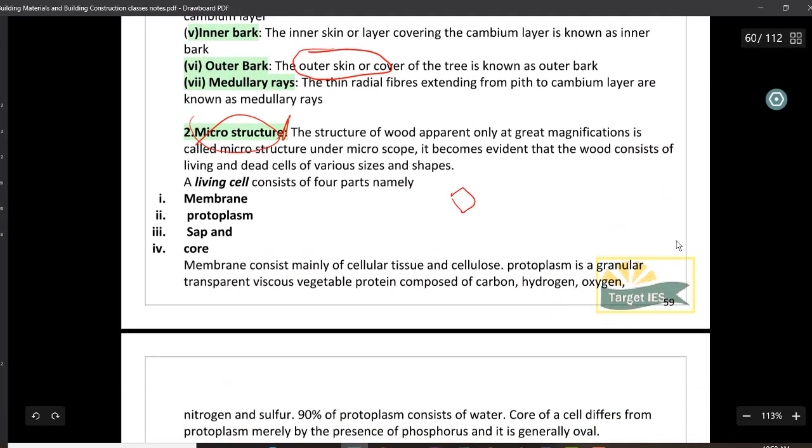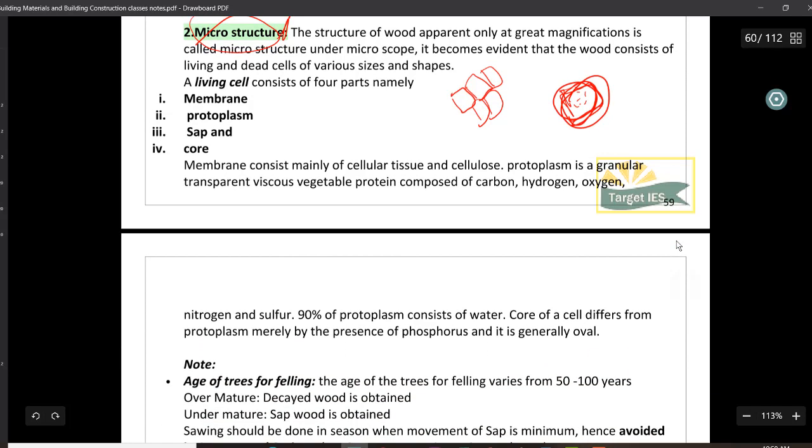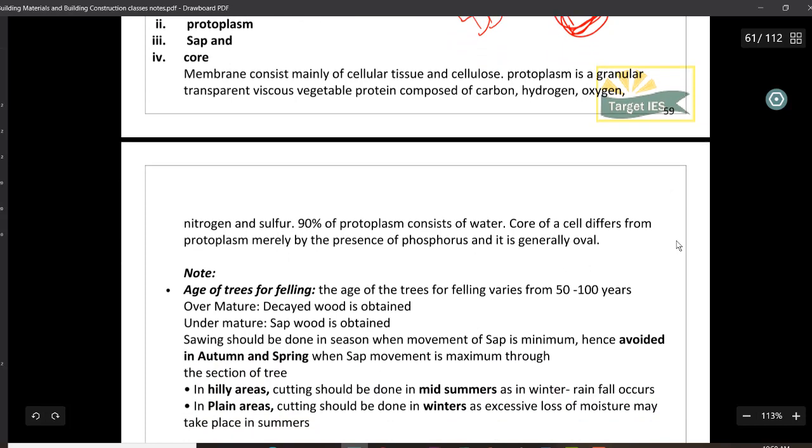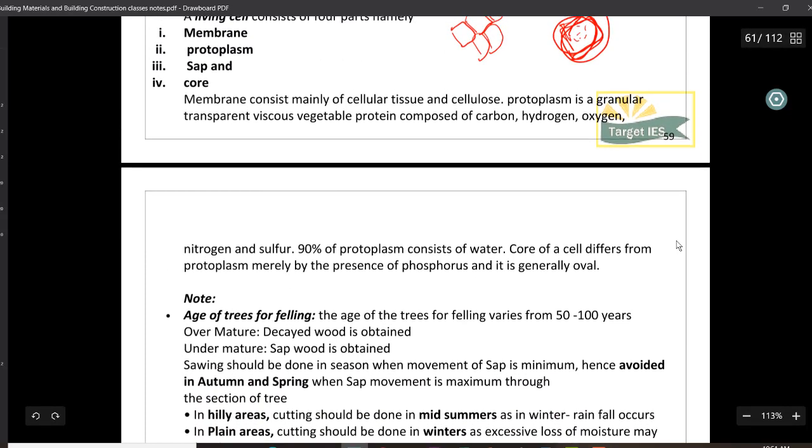If you want to see what the wood looks like at the cellular level, then each cell will be having what? Each cell will be having a cell wall. Obviously outside we are having the cell wall. What will be inside? We will be having membrane, protoplasm, sap and core. So this is what it consists of. And remember this, it will be having protein consisting of carbon, hydrogen, oxygen, nitrogen, sulfur.